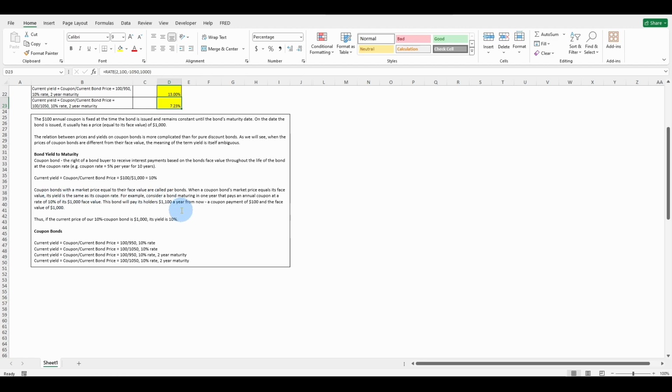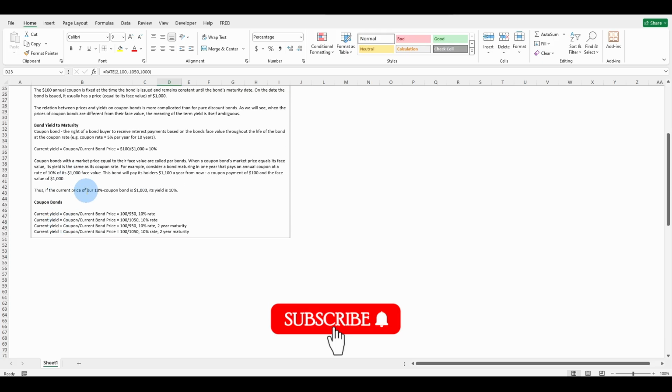For example, consider a bond maturing in 1 year that pays an annual coupon at a rate of 10% of its face value of $1,000. The bond will pay its holders $1,100 a year from now: a coupon payment of 100 and the face value of 1,000. Thus, if the current price of our 10% coupon bond is 1,000, its yield is 10%. Coupon bond, 100 divided by 950.